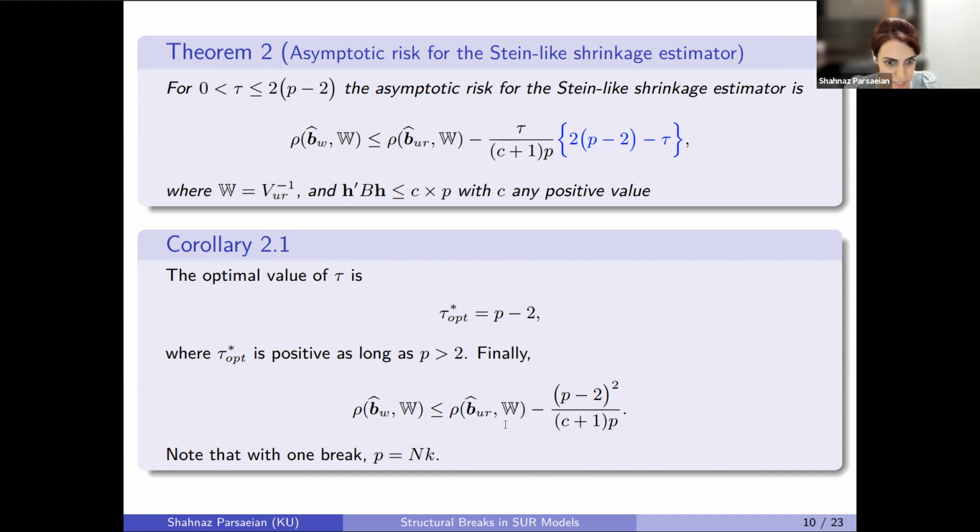And these are the cases that we are interested to see. But the summary is that we never see underperformance for the Stein estimator relative to the unrestricted estimator. So in the worst case scenario, it will perform equal to the unrestricted estimator.